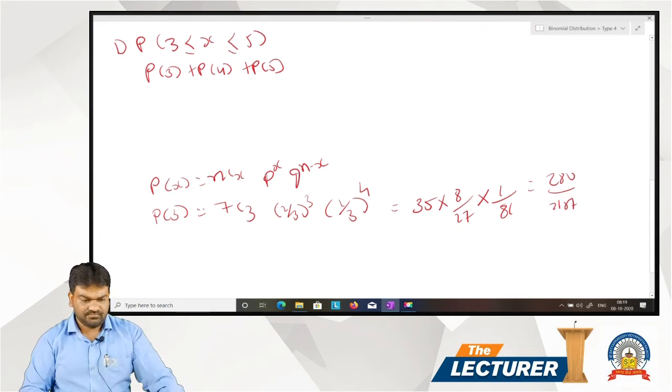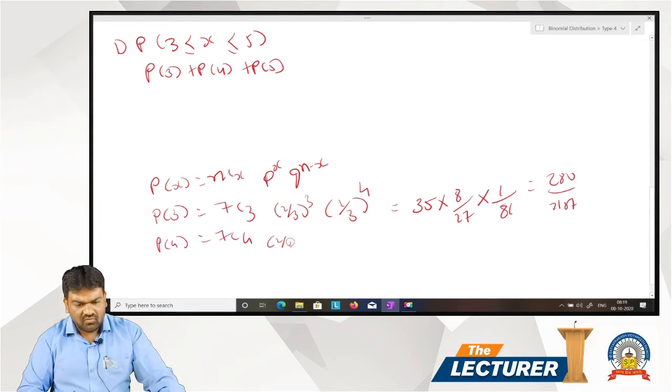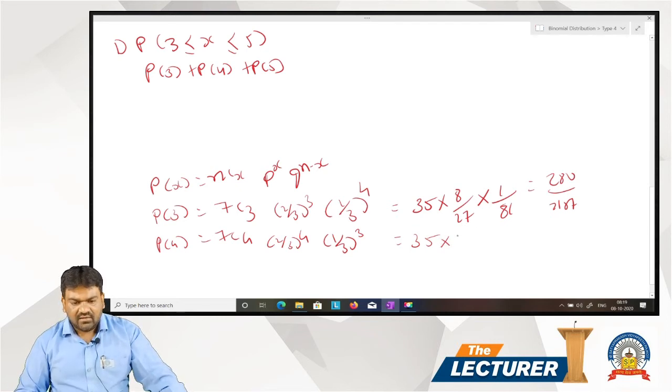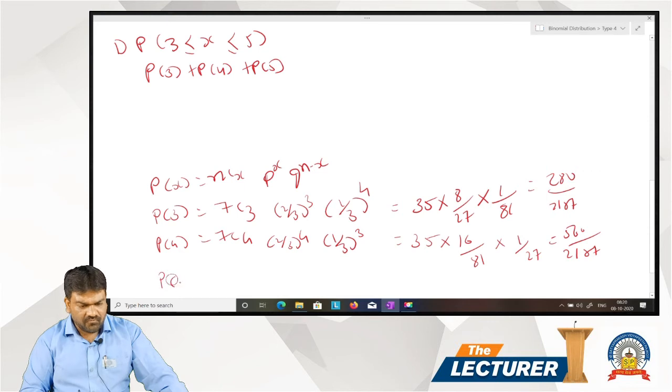P of 4 is 7C4 multiplied by 2 by 3 raised to 4 and 1 by 3 raised to 3. 7C4 or 7C3, both are equal, 35. Multiplied by 2 raised to 4, that is 16, over 3 raised to 4, that is 81, and 1 upon 27. 16 multiplied by 35 is 560 divided by 2187.